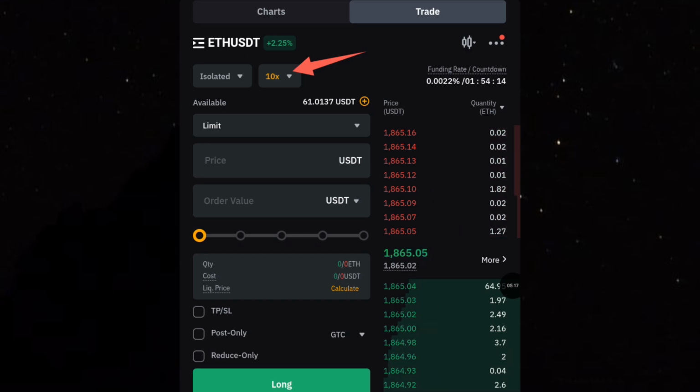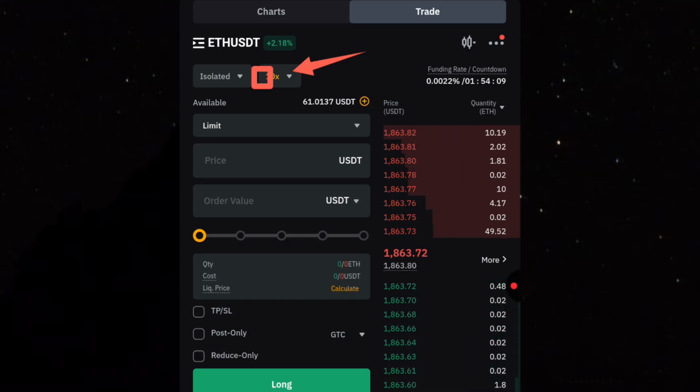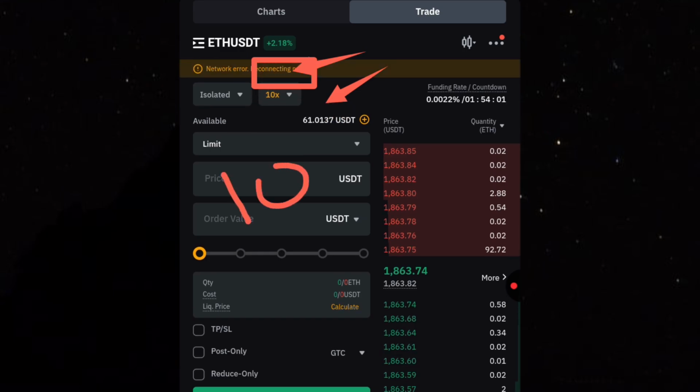I'm going to re-explain what leverage means right now. Okay, now let's say you have chosen 10x leverage. I have 61 USDT in my balance, but out of the 61 USDT I want to trade with just 10 USDT.